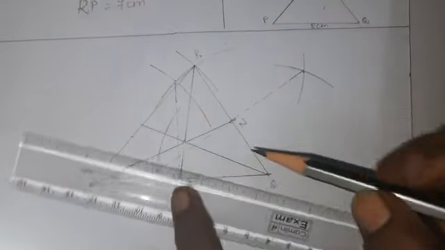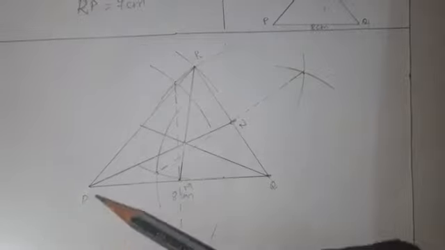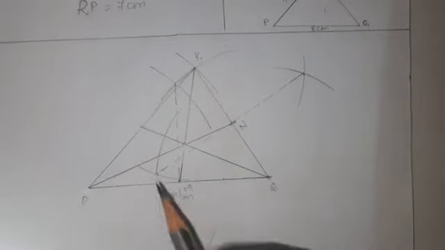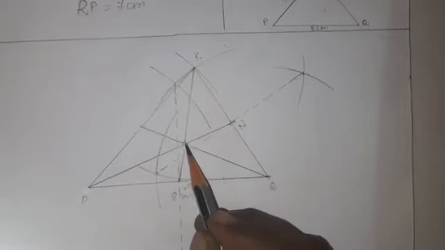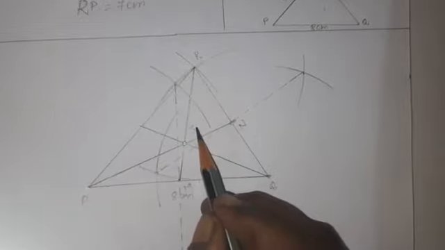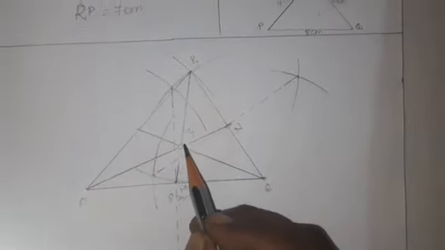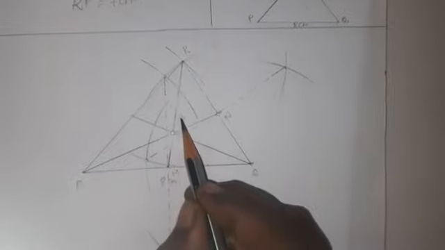No need to draw the perpendicular bisector line of PR. So directly you connect it. Here the 3 lines are intersecting, that is the centroid. You mark it with the letter G. This is the centroid, so you should mark the letter G.